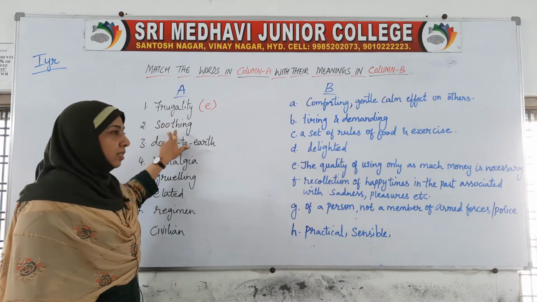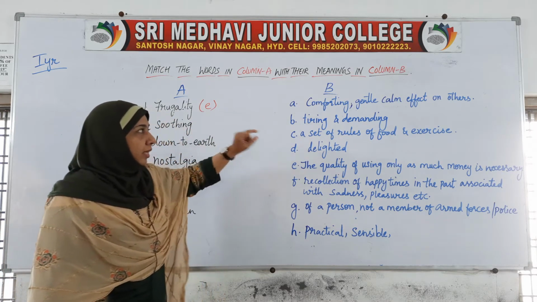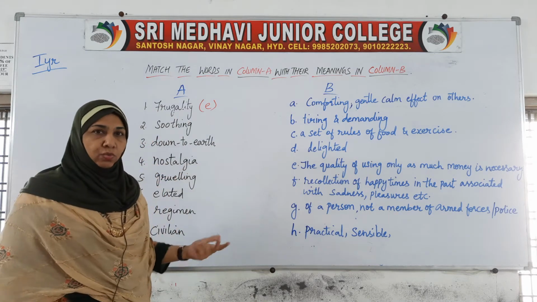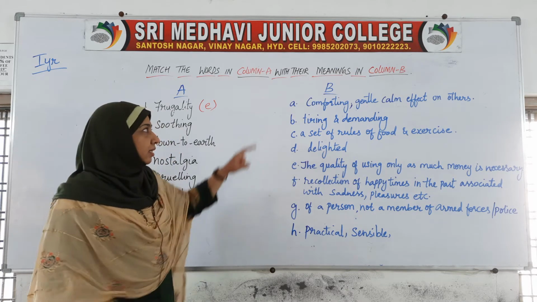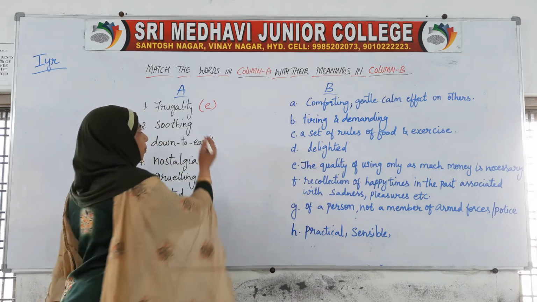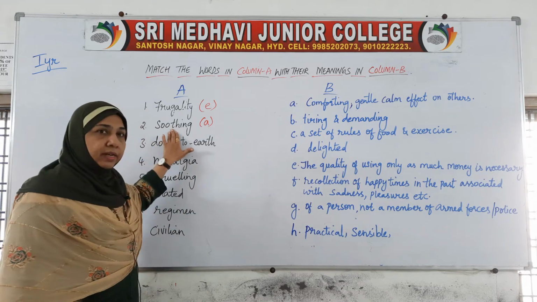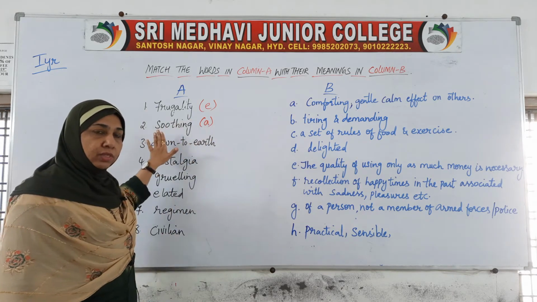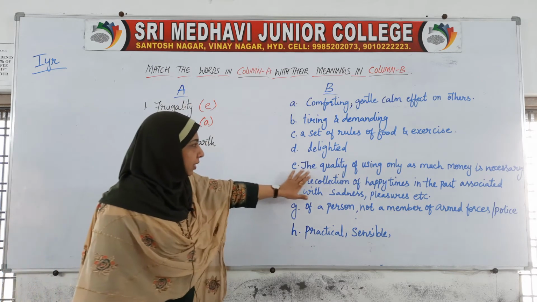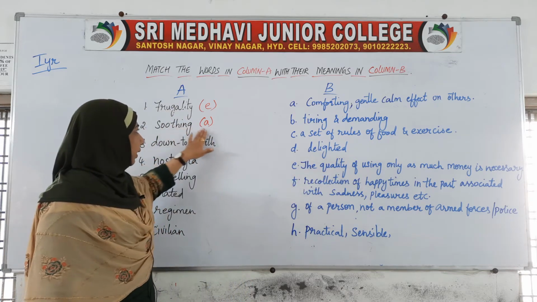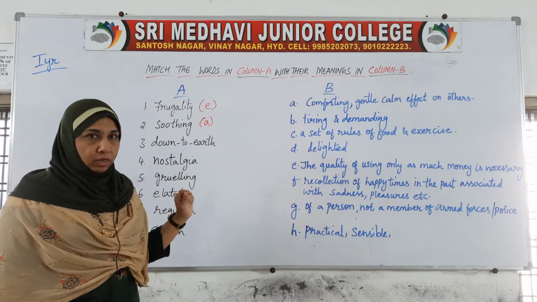Okay. Now next is soothing. Soothing, the answer could be this one, A. Comforting, gentle, calm effect on others, which provides peace to you, peacefulness, serenity, calmness. That is your soothing. So here it should be A. Where we are taking the meaning, we are bringing it towards the word. Fine. If you see frugality, then you have to find out E. Where is that? Okay, this is the answer. Soothing, A. Where is the answer? This one. So this is the idea of matching the columns.